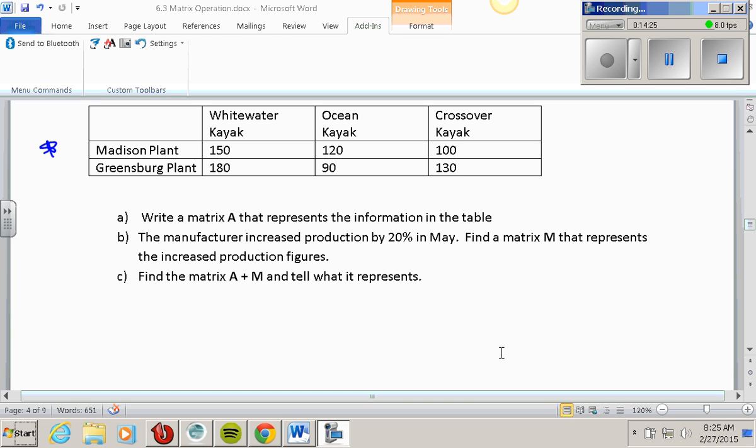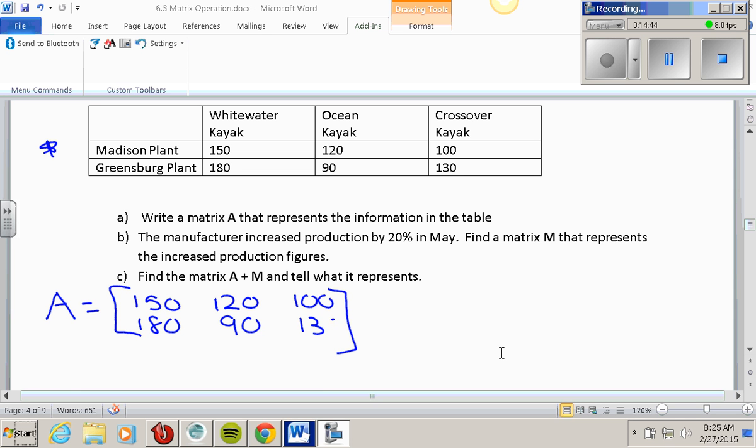And that's actually pretty simple. All you're doing is taking the values that are there and putting them into matrix form, and we're calling it matrix A. So we have 150, 120, and 100, it's a 2 by 3, and then we have 180, 90, 130. So it's a very basic matrix, straight from the data that's given to us.